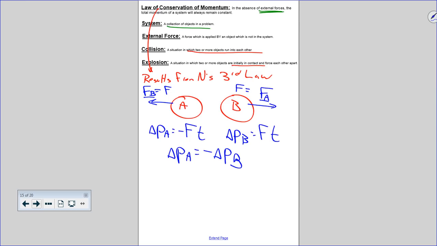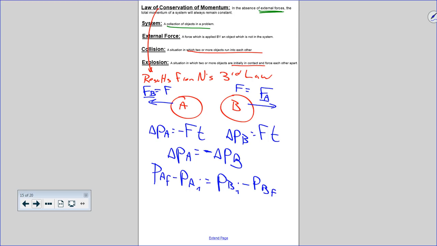So this means that the momentum of A final minus the momentum of A initial is equal to the momentum of B. Now this one, we get a negative sign here, so I'm going to switch it around and write it as initial minus final. And then doing a little bit of algebra gives us this.